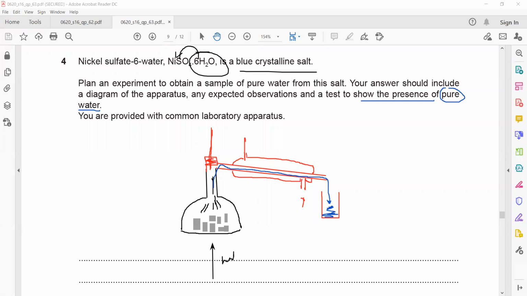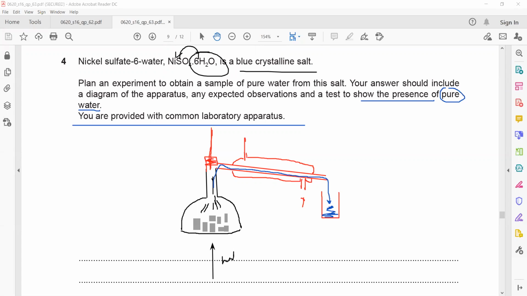So the points which you will include: basically we will heat. This is the last question of all paper 6. You will find planning of experiment, and it's not always that you have to draw, but in most of the questions you have to draw. So we will heat. You can mention the apparatus, because the best answer is when you mention the name of the apparatus.